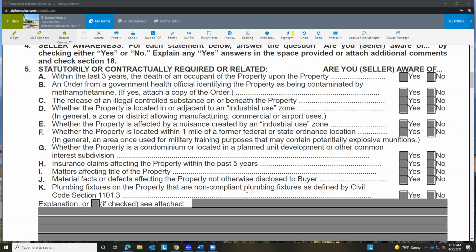Plumbing fixtures on the property that are non-compliant plumbing fixtures as defined by the Civil Code. Okay, so per the Civil Code, every home in California is supposed to have low flow toilets, low flow water showers. However, in Long Beach, in Lakewood, in Orange County, this is not a point of sale requirement. You can close escrow without the seller having to update those things.